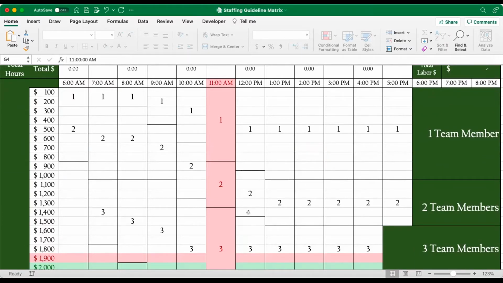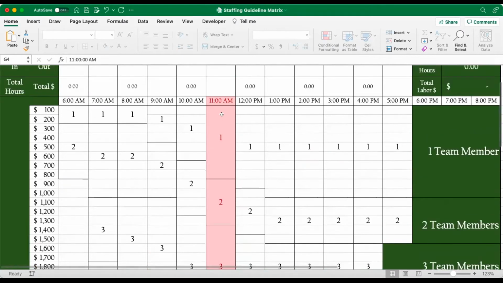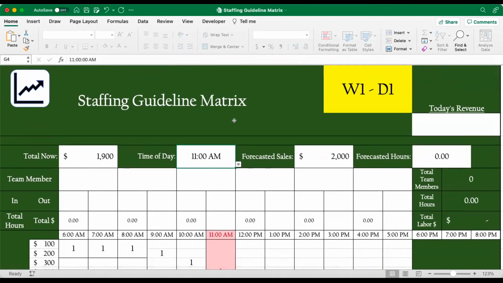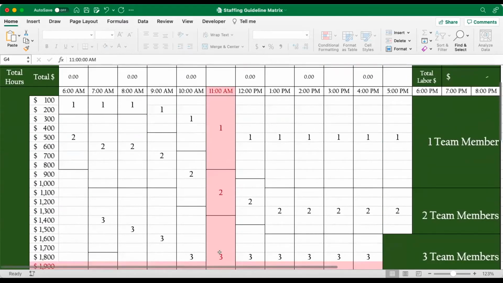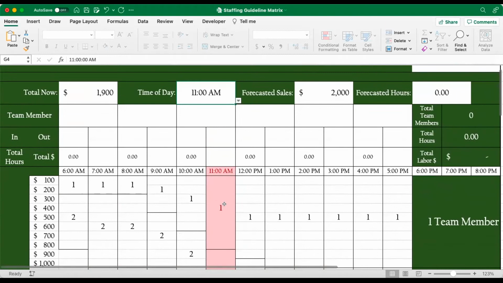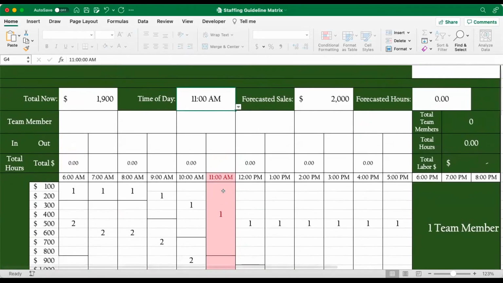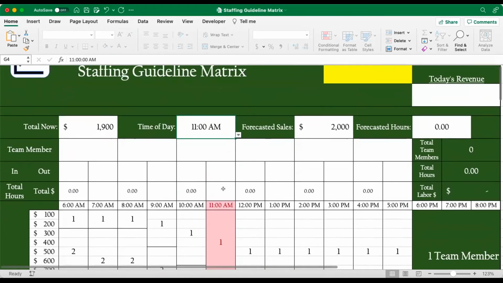So you can manually look instead of plugging in the bells and whistles, just to see where you are as far as the indicator goes. Does everybody understand those 2 components to it, the forecasting piece as well as the indicator piece? Yes. Okay.